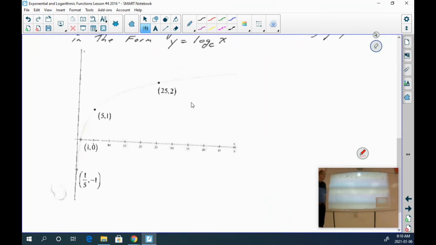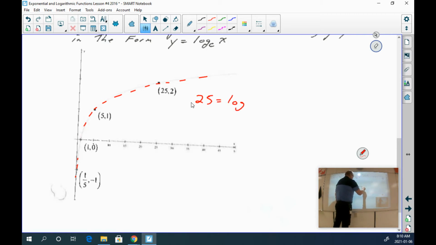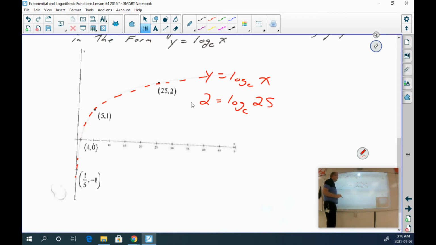Now, this is very similar to what we did. Now, you may be able to intuit what this is, but pick a point. I'm going to pick 25 and 2. 25 is equal to log base something of x, or sorry, got that wrong. 2 is equal to log base c of 25. This is y is equal to log base c of x. I didn't mess that up.